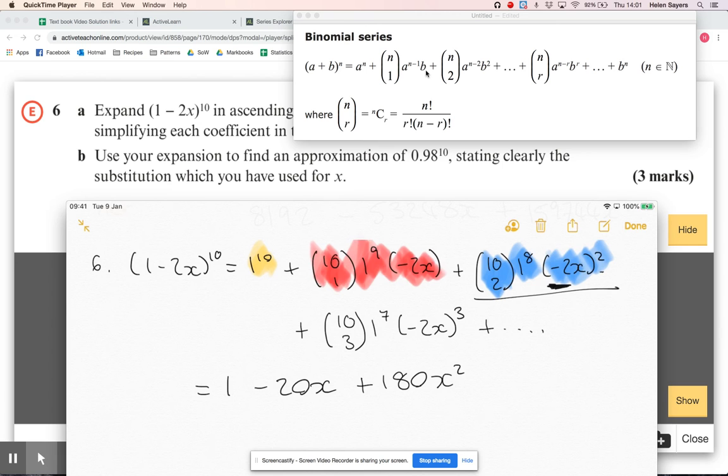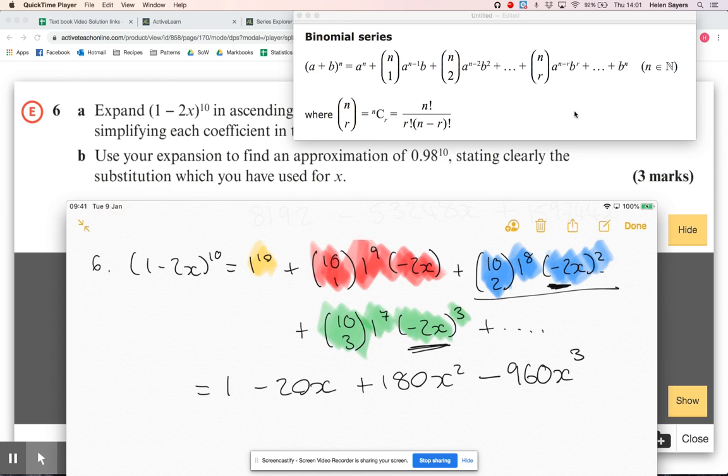Okay, and then the cubed term. So 10 choose 3, that's just straight into my calculator. So that's 120, 1 to the power of 7 is just 1, and then minus 2x is all being cubed. So minus 2 cubed is minus 8. We can put that into your calculator. So that will be a negative term, because I've got a negative cubed, which is still a negative. So I'm getting that to be minus 960.